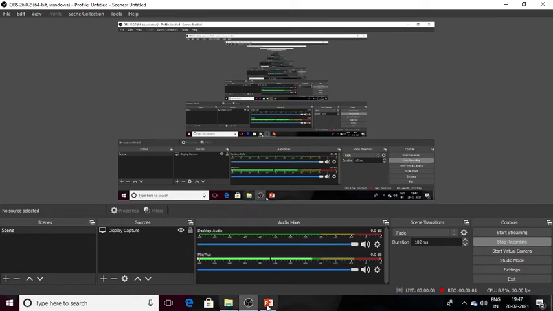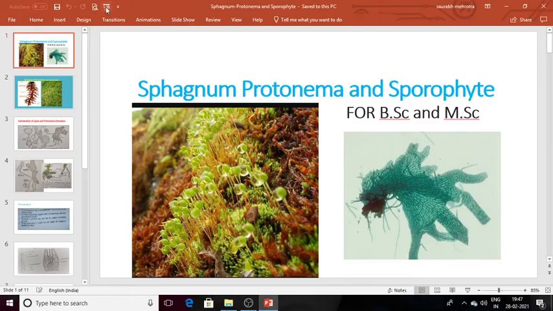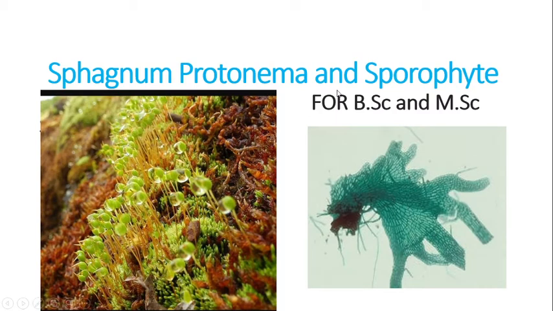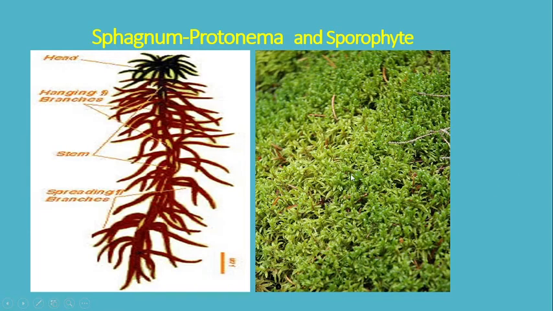Hello friends, we'll be discussing the Sphagnum protonema and sporophyte in this video lecture. As you can see, these are the plants of Sphagnum in natural condition. These are the Sphagnum moss, or you can say the mat-like structure of Sphagnum present in nature. And this is the main gametophore, or gametophytic plant, of Sphagnum.